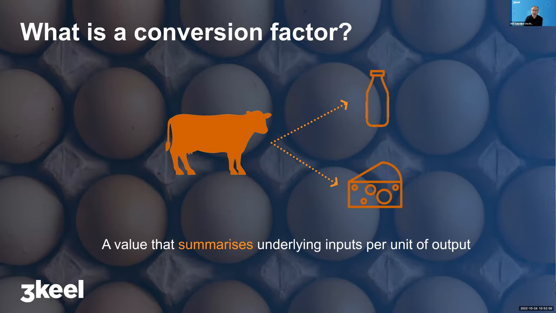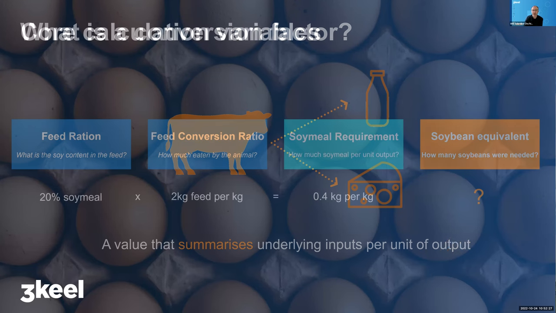And this is something that is used to summarize a bunch of activities into a single numeric value that can be used to estimate the content of soy and now in corn, so that you've got a conversion per unit of output. So whether you're buying milk or cheese or a steak, there's a conversion factor within the RTRS calculator to show you how much soy or corn was indirectly used in the production of that material.